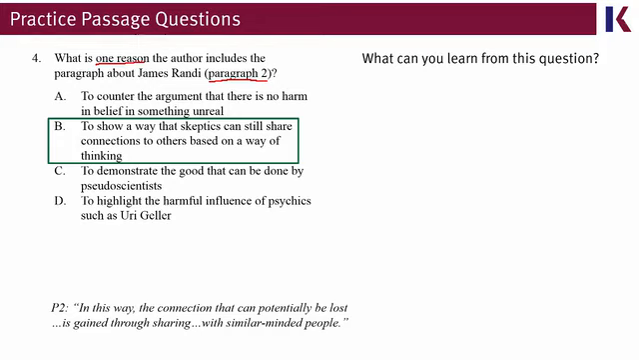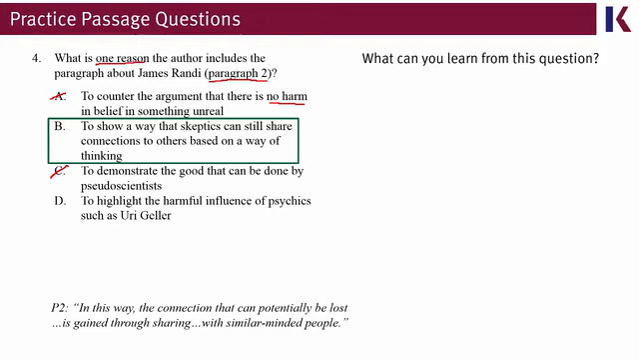To counter the argument that there is no harm. This was a detail from paragraph 3, this idea of harm based on something unreal, so this is also kind of a faulty use of detail. As for letter C, this is out of scope for this particular question. The reason why is our author talks about the harm that can be felt from believing in pseudoscientists, but he doesn't talk about whether pseudoscientists themselves are good or bad, or whether they can do good in the world.